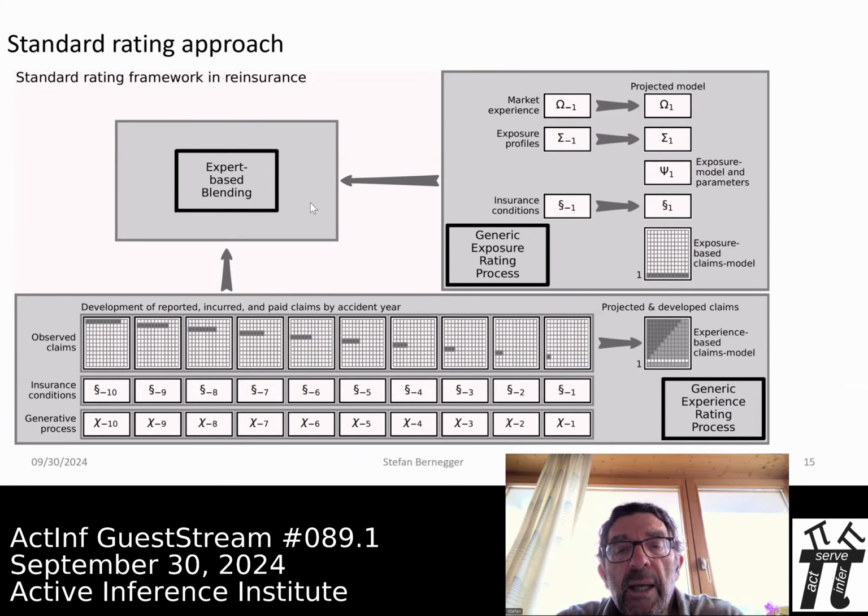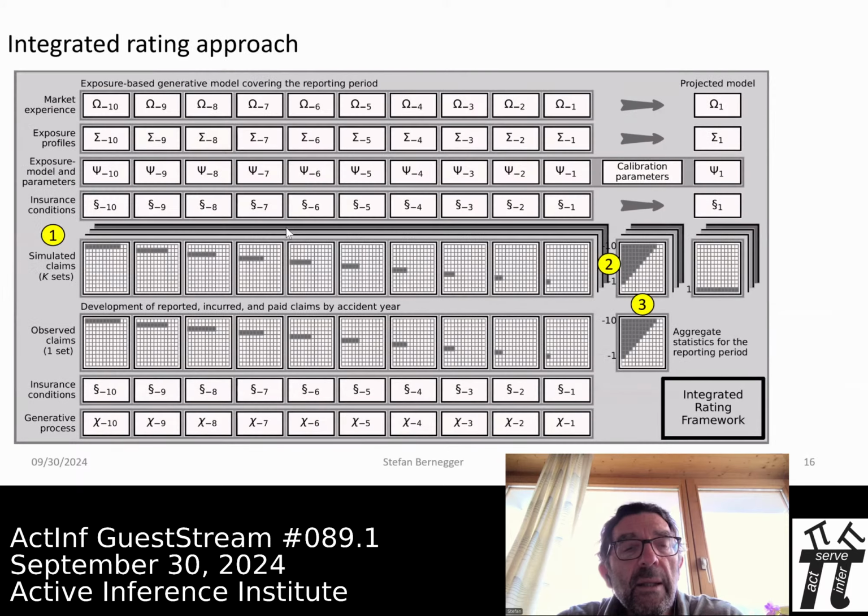I can take the same now and represent what it is in this integrated approach. So again, the 3 steps. First, I now use my exposure model not only for the future. This is what I will have to do in the last step. But before I do this, I'm calibrating my model. So I apply the model to the past. I take all the market experience which I had in the past, the profiles from the past, the models which can change over time, and the insurance conditions. So I have one model for each year.